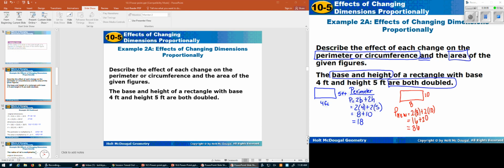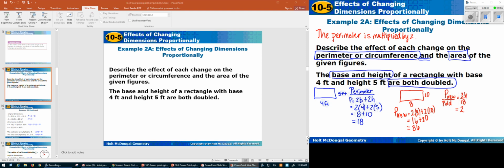And then how do we divide? What over what? Always the new one divided by the old one. So it should be the perimeter of the new over the perimeter of the old, which is 36 over 18. So how many times bigger did it get? Twice as big. So the answer would be the perimeter is multiplied by 2. Or you could say the perimeter is doubled. Safe way to say it is what it is multiplied by. So the perimeter is multiplied by 2.